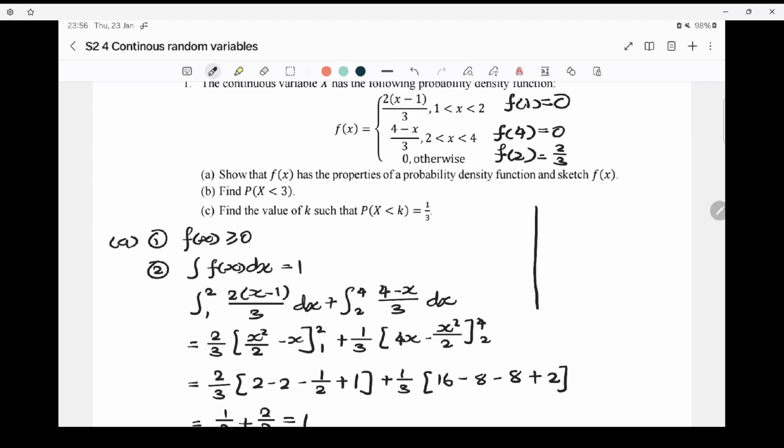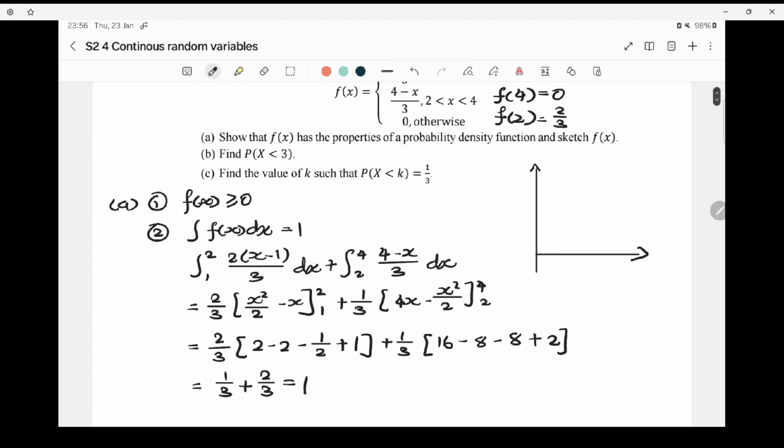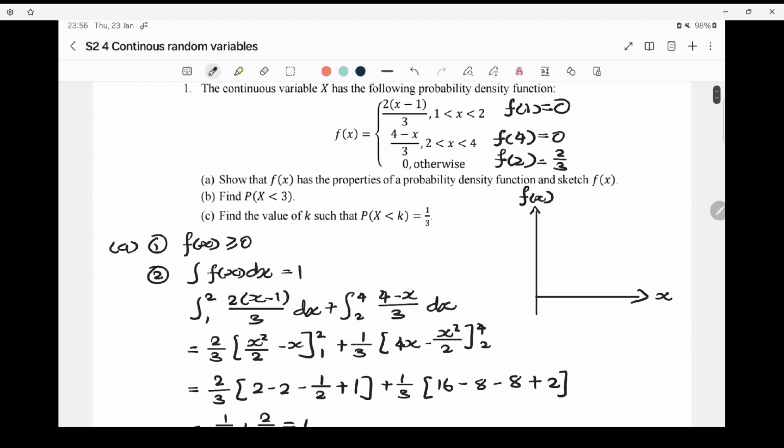So if you want to sketch it, it will be like this. There's no point for you to draw the negative portion because you know that it will not go below the x-axis. So when it is 1 to 2, let's say this is 1, this is 2, and then 2 to 4. This point here would be 2 over 3. So that would be your f(x).